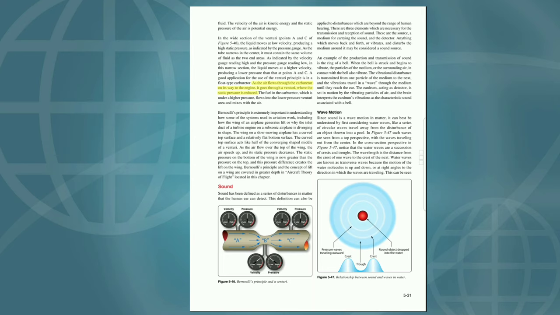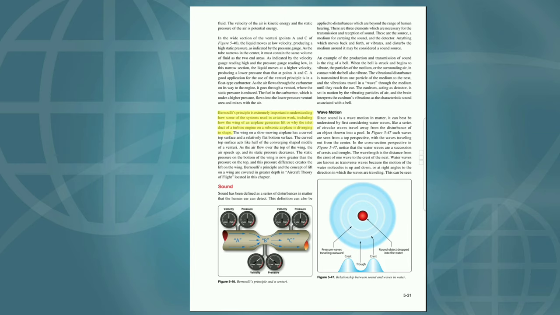As the air flows through the carburetor on its way to the engine, it goes through a venturi, where the static pressure is reduced. The fuel in the carburetor, which is under a higher pressure, flows into the lower pressure venturi area and mixes with the air. Bernoulli's principle is extremely important in understanding how some of the systems used in aviation work, including how the wing of an airplane generates lift, or why the inlet duct of a turbine engine on a subsonic airplane is diverging in shape.